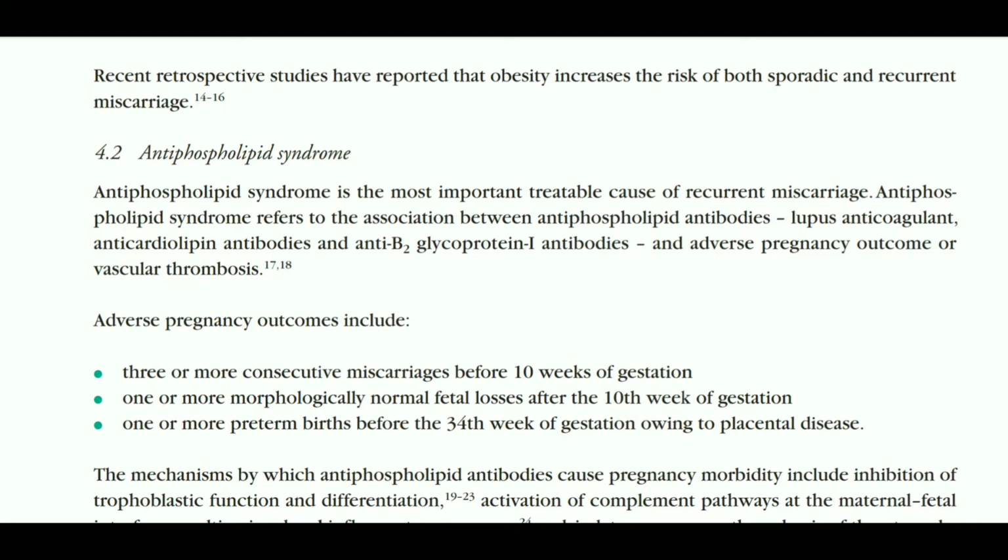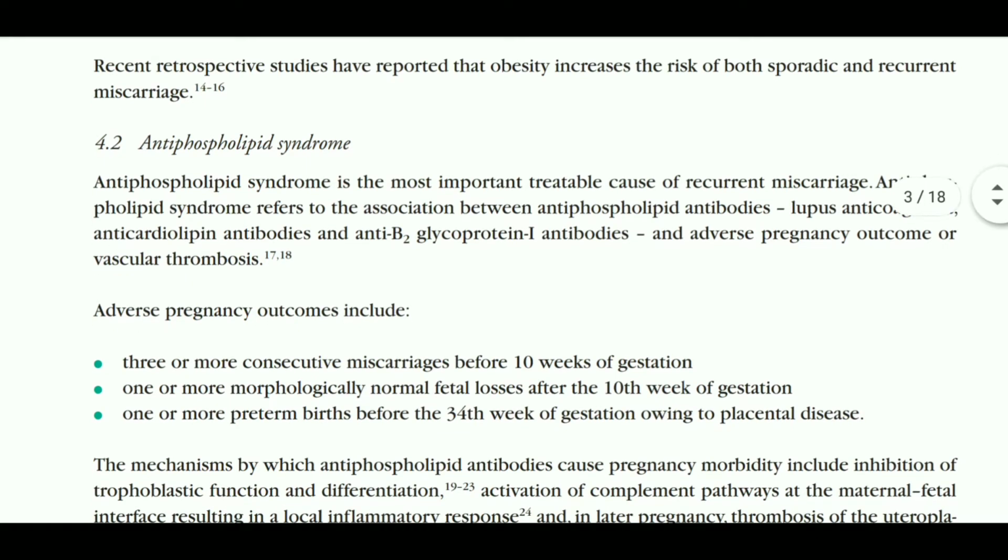Now coming to the antiphospholipid syndrome, which is very, very important. Antiphospholipid syndrome is the most common treatable cause of recurrent miscarriages, and which antibodies should we check for? The antiphospholipid syndrome refers to the association between antiphospholipid antibodies, lupus anticoagulant, anticardiolipin antibodies and anti-beta 2 glycoprotein 1 antibodies, and adverse pregnancy outcome or vascular thrombosis.